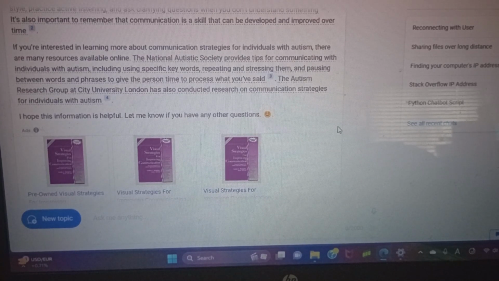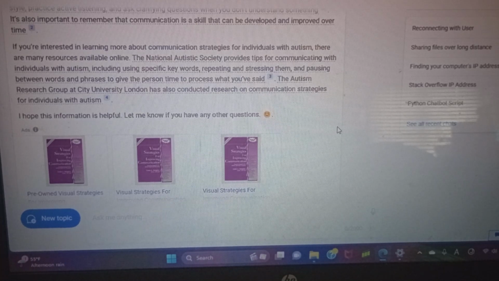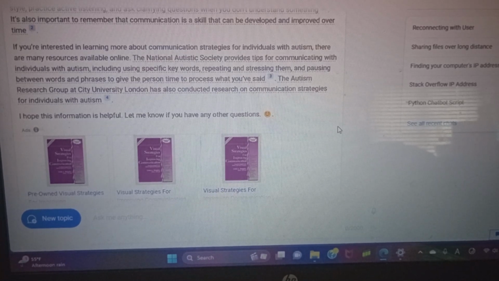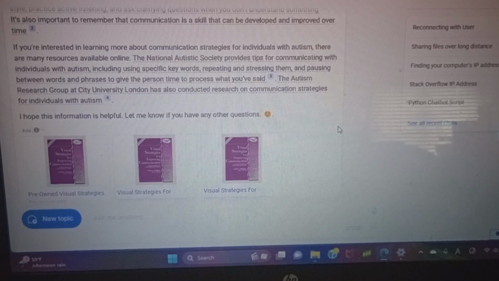The National Autistic Society provides tips for communicating with individuals with autism, including using specific keywords, repeating and stressing them, and pausing between words and phrases to get the person time to process what you said.